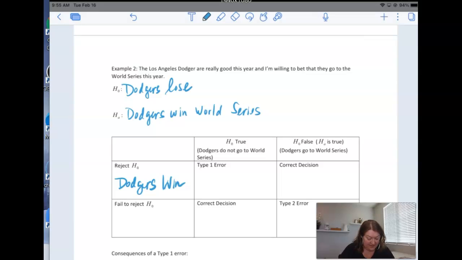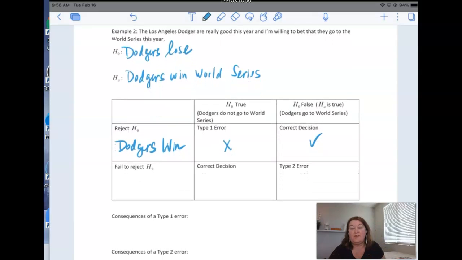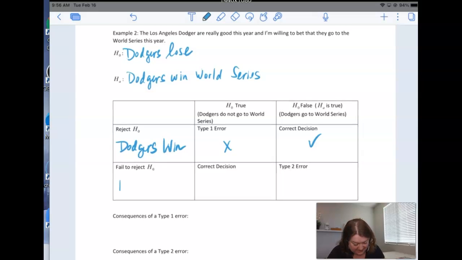Okay, and then if I find out H sub O is really true, that they lost, I have made a mistake. If I say the Dodgers won and then we find out that H sub O is false and that they really go to the World Series, then that's good. That's exactly what I thought it was going to be. If I make the decision to fail to reject, saying I don't have enough information to prove that they're not going to lose, right? So I'm basically saying that the Dodgers are going to lose. I'm sticking with H sub O.